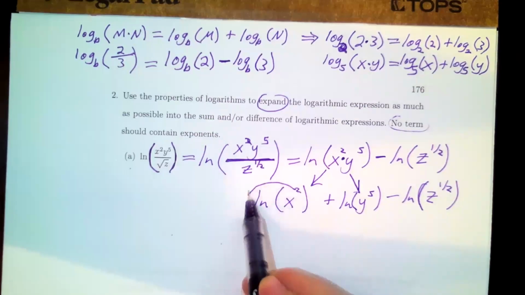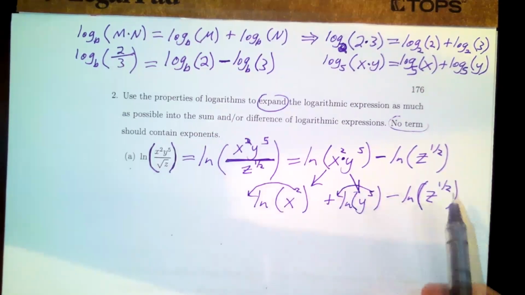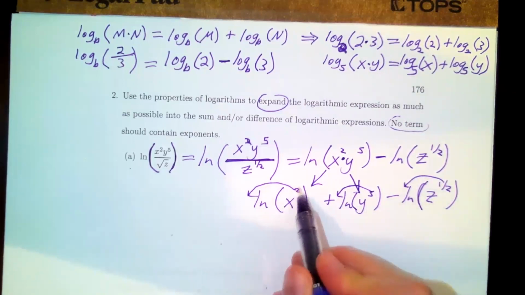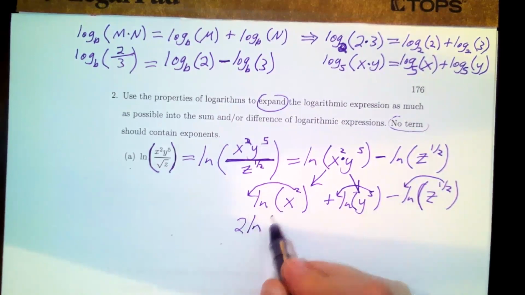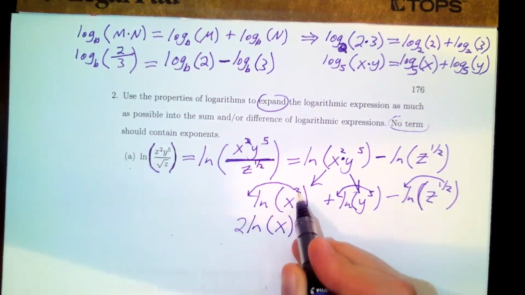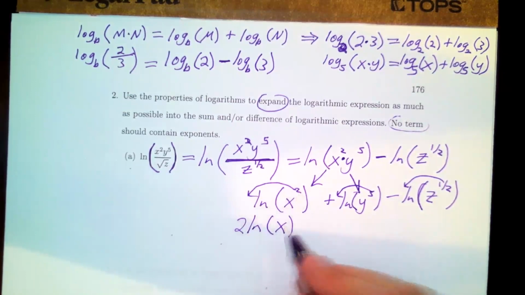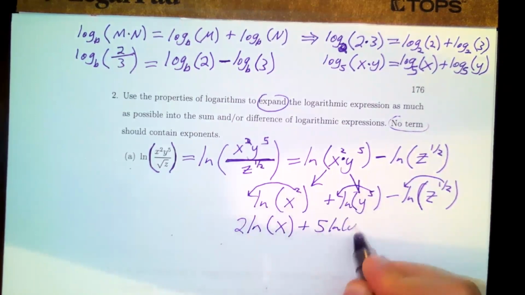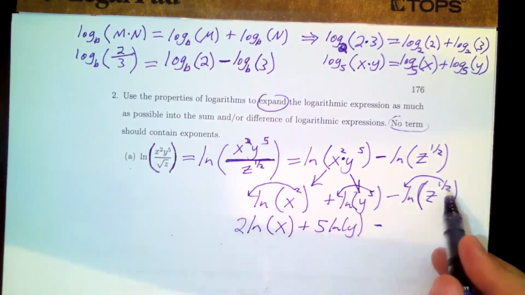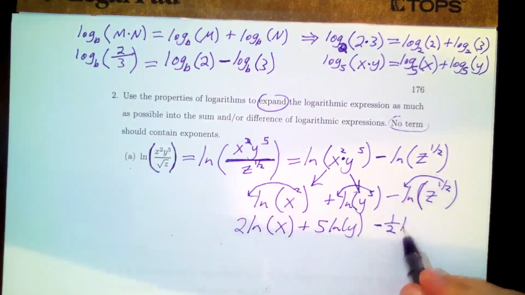This power, I can actually write out front. Same with the 5, same with the 1/2. This becomes like I took that 2 and I just plopped it down in the front. 2 ln of x. I stole its power, so it's no longer there, so it's just x to the first power, plus 5 ln of y minus, and that 1/2 comes down, 1/2 ln of z.